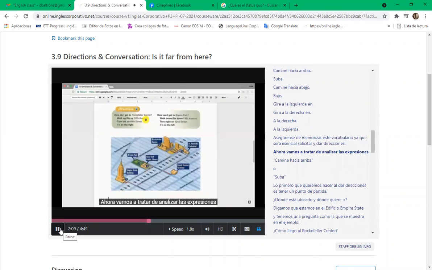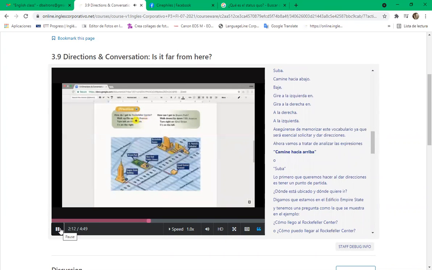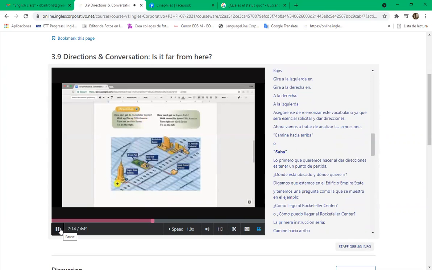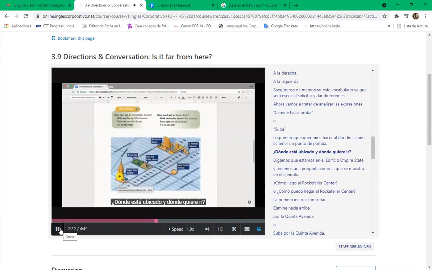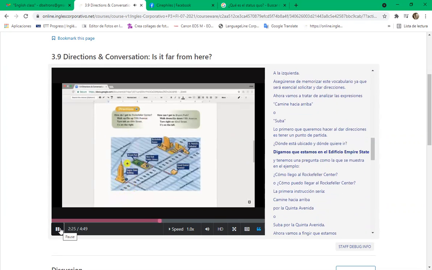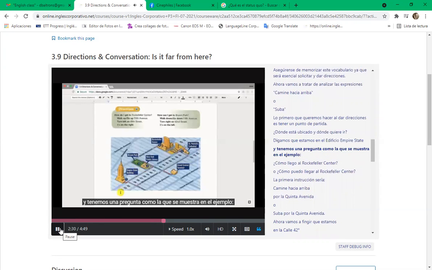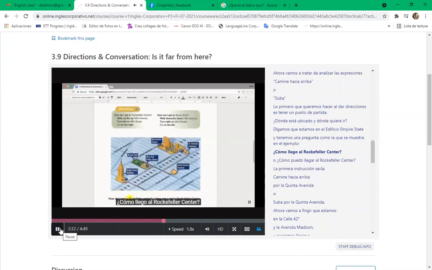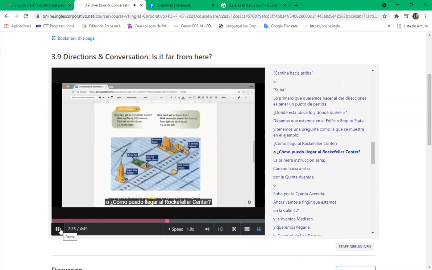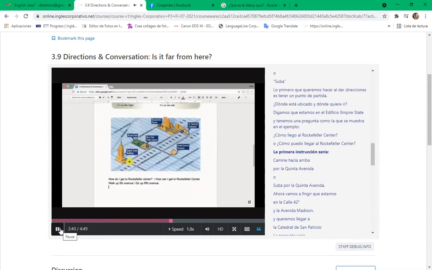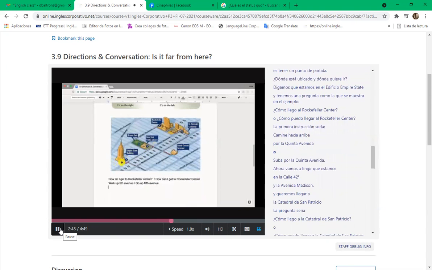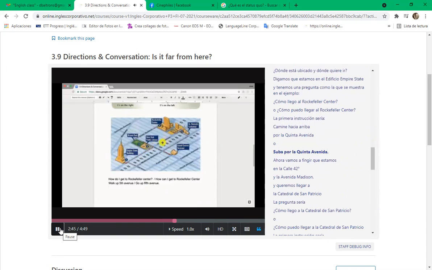Now, let's try to analyze the expressions walk up or go up. The first thing we want to do when given directions is to have a departing point. Where are you located and where do you want to go? Let's say that we are at the Empire State Building. And we have a question like the example shows. How do I get to Rockefeller Center? Or how can I get to Rockefeller Center? The first instruction would be walk up Fifth Avenue or go up Fifth Avenue.